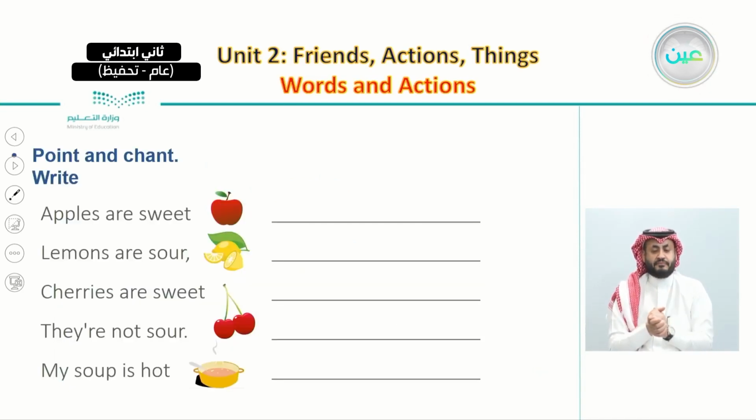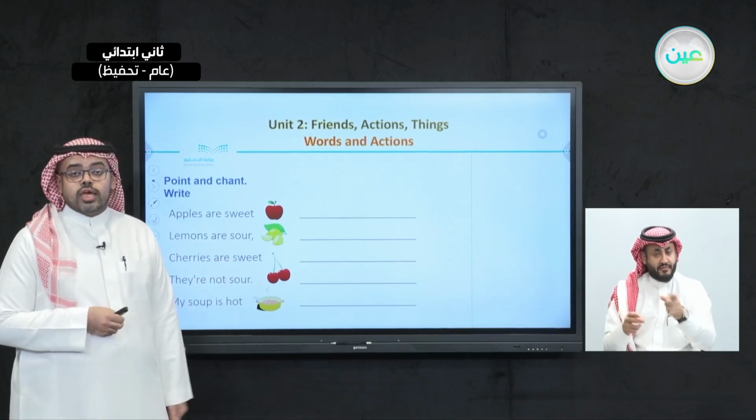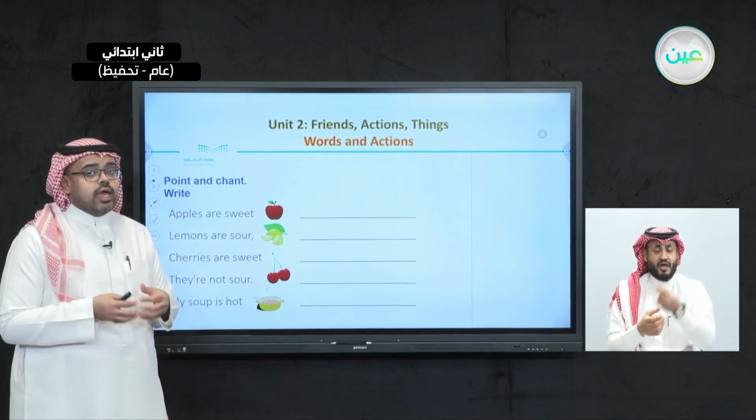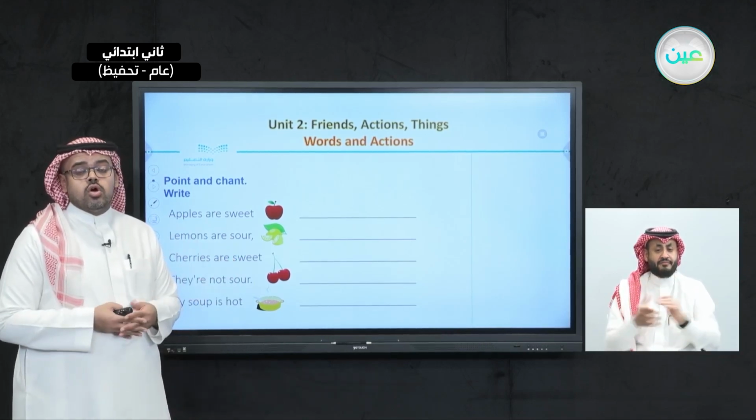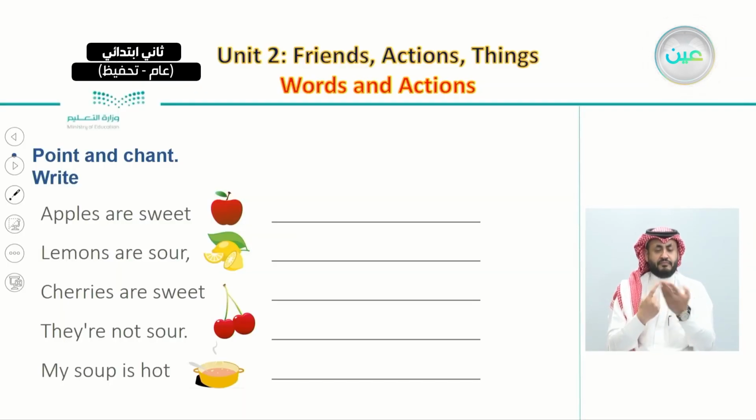So if you remember, in this lesson, we did learn how to point and chant and also write. So not only did we do chanting, but also we did writing on the words that we can see here about the food and about the different tastes of each food. So for example, as for the first one, apples are sweet. So this is the food and this is the taste of the food.